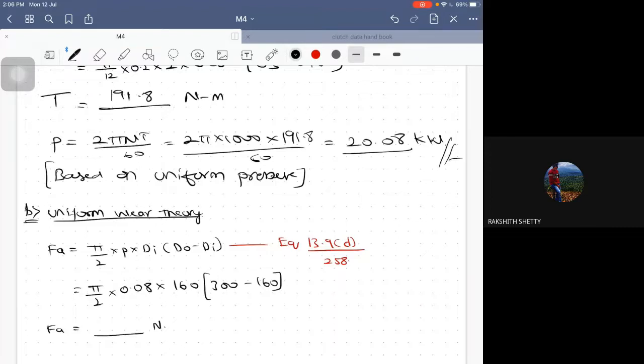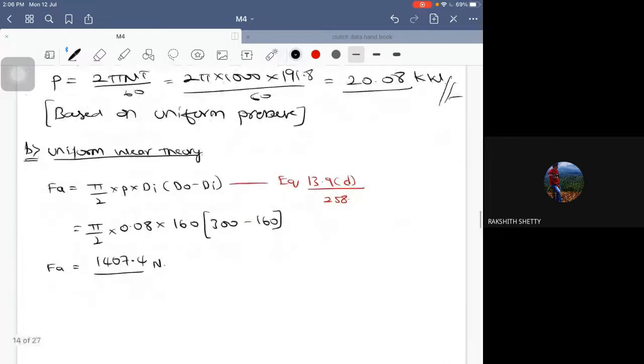Okay, so 1407.4. Now, once I got the value of Fa, next you can calculate the value of torque. From torque, you can calculate your power.